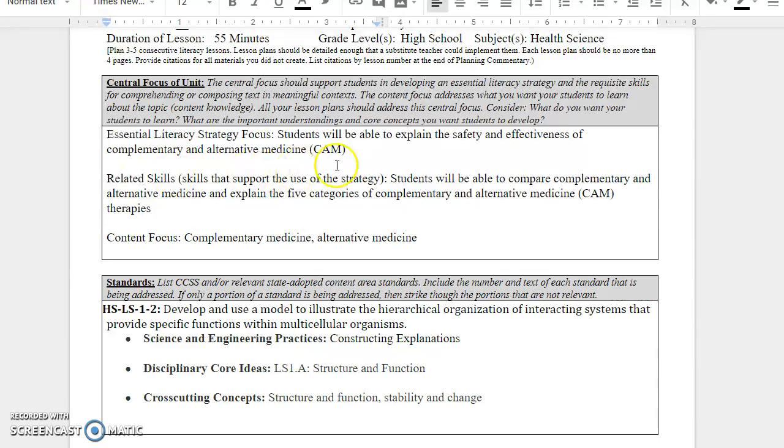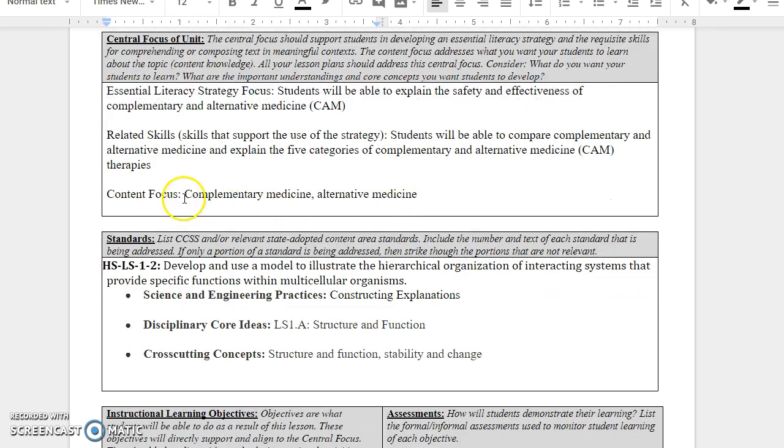The related skills have to do with this particular lesson. So what will students do in order to work towards this central focus? In this lesson, students will be able to compare CAM and explain the 5 categories of CAM. And so the content focus is complementary medicine and alternative medicine.